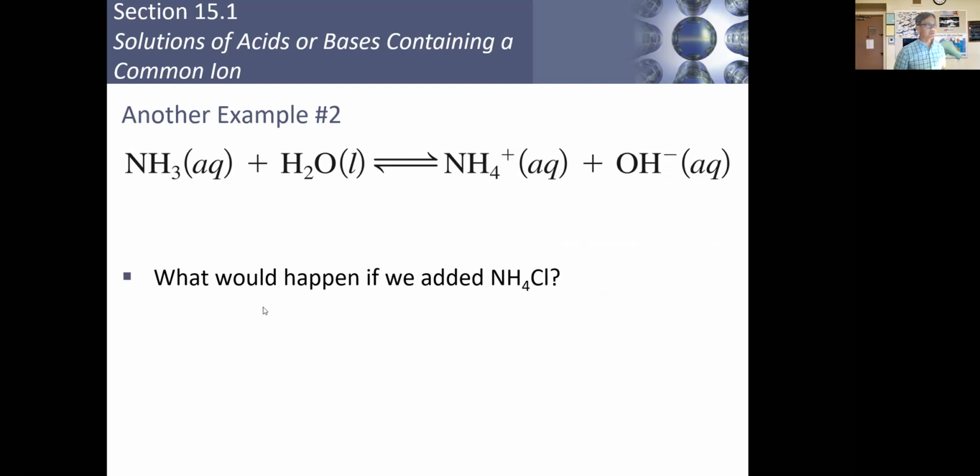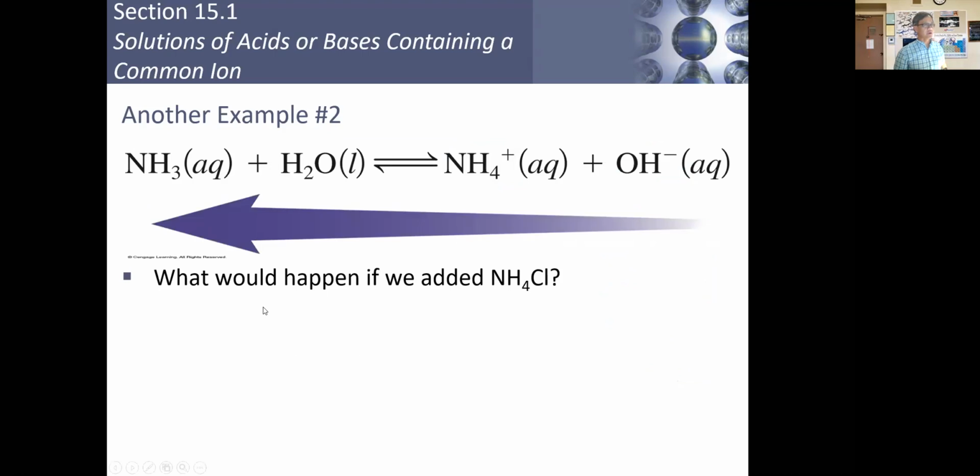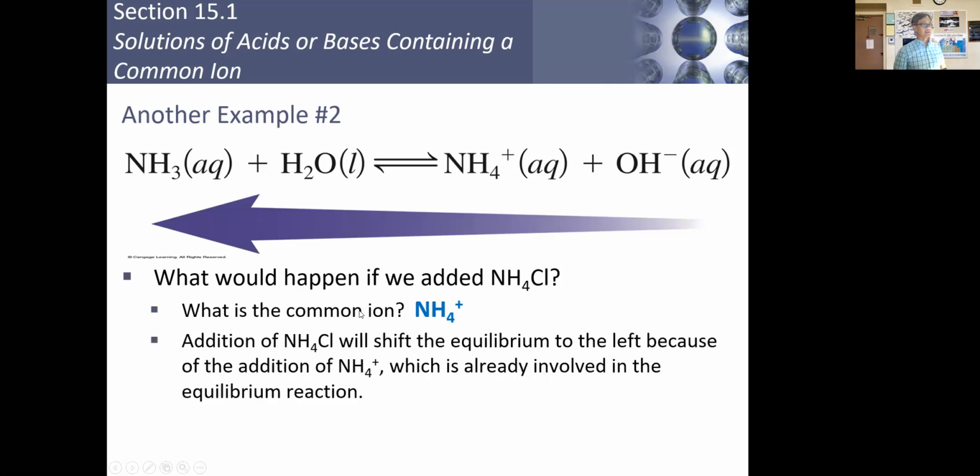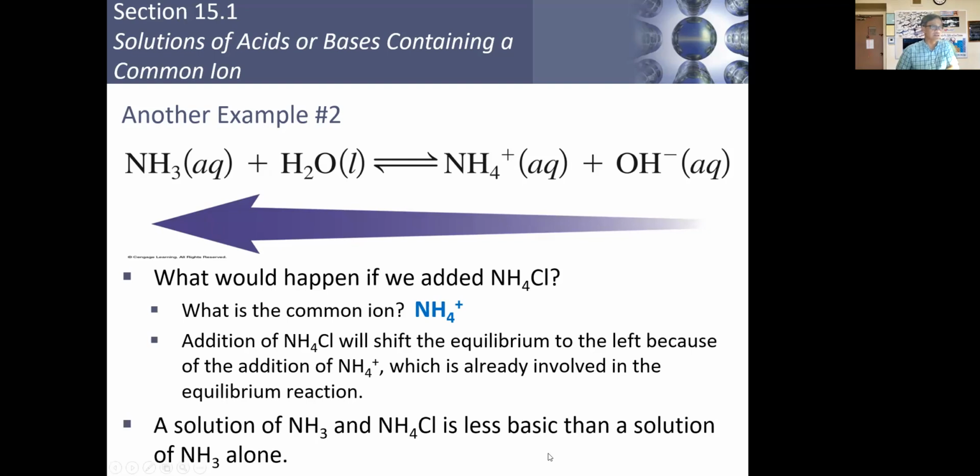So with that said, if we add ammonium chloride, the pH is going to shift. The common ion here is going to be the ammonium ion. And with that said, we're going to change the equilibrium. And so we have a less basic solution than if we had ammonia by itself.